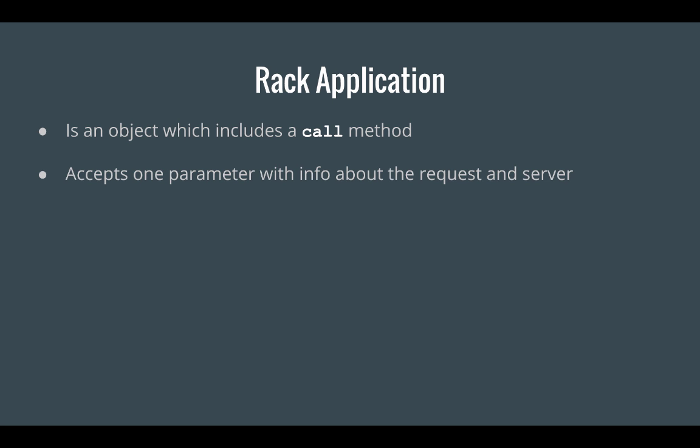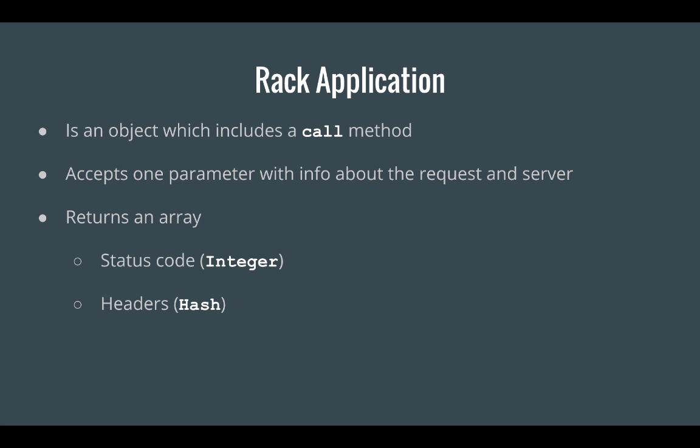So Rack applications have to be a Ruby object that has a call method. This is typically done by writing your own class that has a call method, but if you want to go even simpler, you can use a proc or a lambda, since they both implement call as well. It accepts a single parameter, which is a hash that contains information about the request and the server, and I'll talk a little bit more about that in a few moments. And it has to return an array with exactly 3 elements. The first of those is an integer, and that represents the status code, like 200 for OK, 404 for not found, and so on.